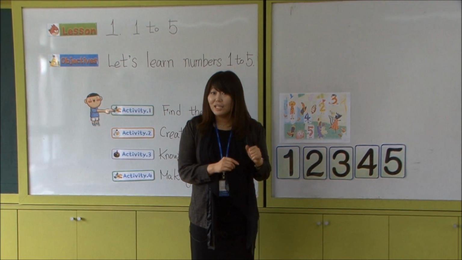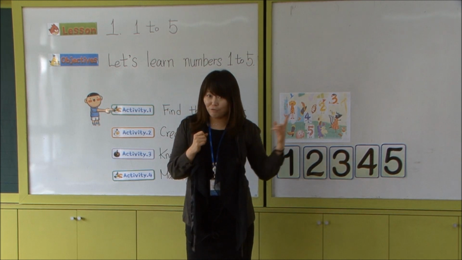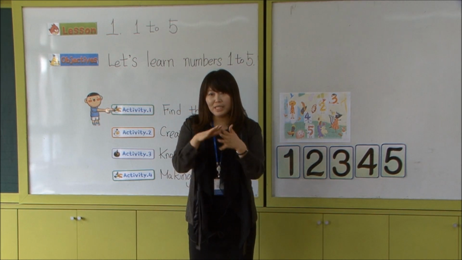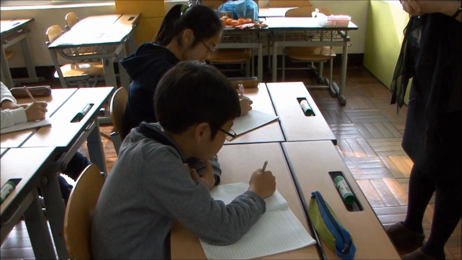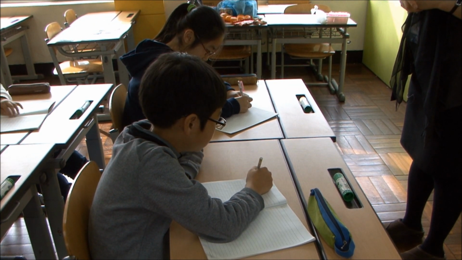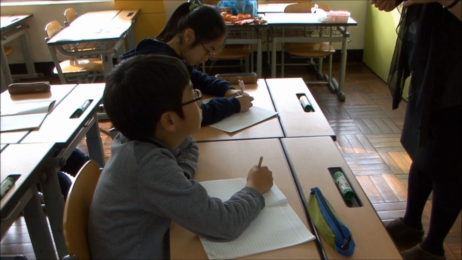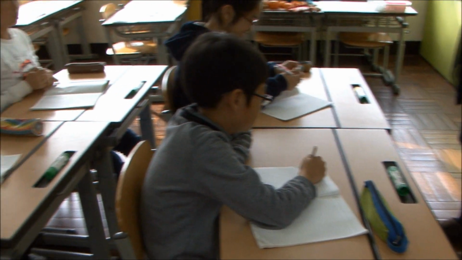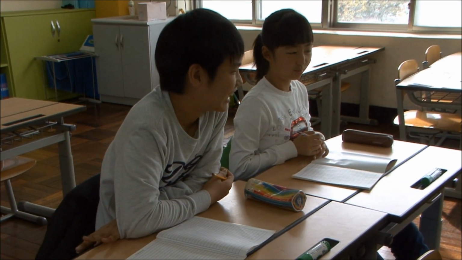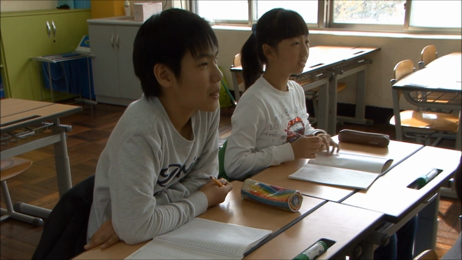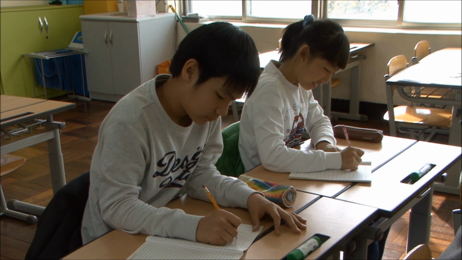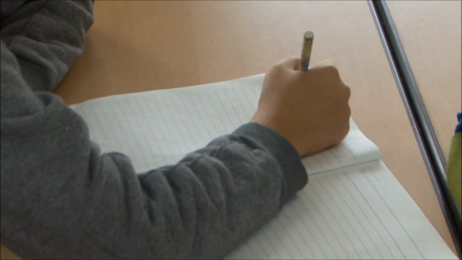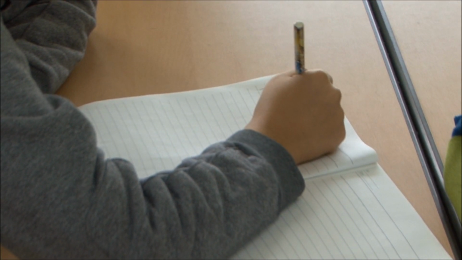Do you understand? Then let's write the numbers that you find on your notebook. Please open your notebook and write these 5 numbers. Write them as numerals. Okay, practice three times. 1, 2, 3, 4, 5. Okay, and next one. One more time, Seunggeun. 1, 2, 3, 4, 5.